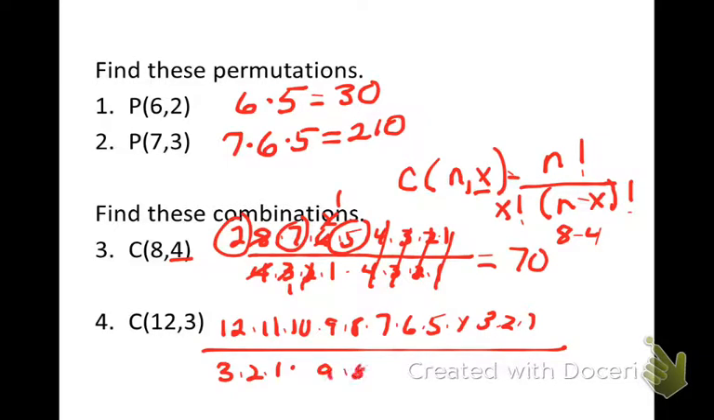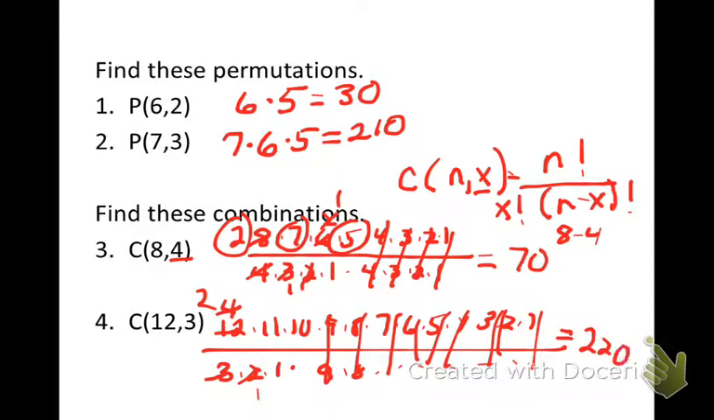But what do I know is going to happen here? I'm not going to write all these out, because 9, 8, 7, 6, 5, 4, 3, 2, 1, those all cancel. So I'm left to work with this part of it. 3 goes into 12 4 times. 2 goes into 4 2 times. So I'm left with 2 times 11, which is 22, times 10, which is 220. So there are 220 combinations that I could get when the order doesn't matter.